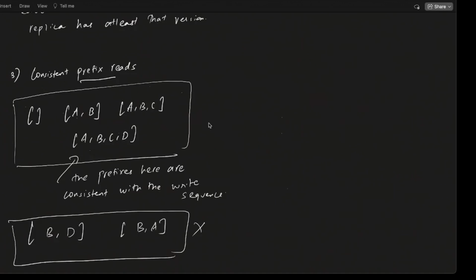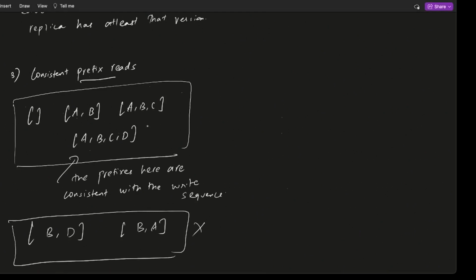Let's talk about the last anomaly, which is consistent prefix reads. These come into the picture when we talk about replicating two partitions. So what is a partition? Assume you have one database which stores the names from A to Z, but the values get too large to be contained in one node. So what you do is break the data into multiple nodes. You partition the data into multiple partitions. One partition can hold A to H and the other partition can hold names from I to Z.